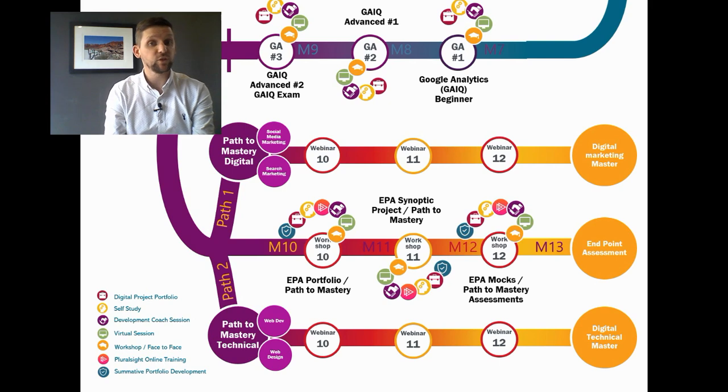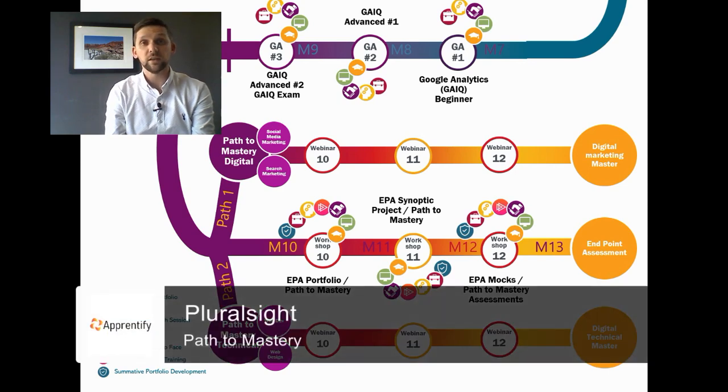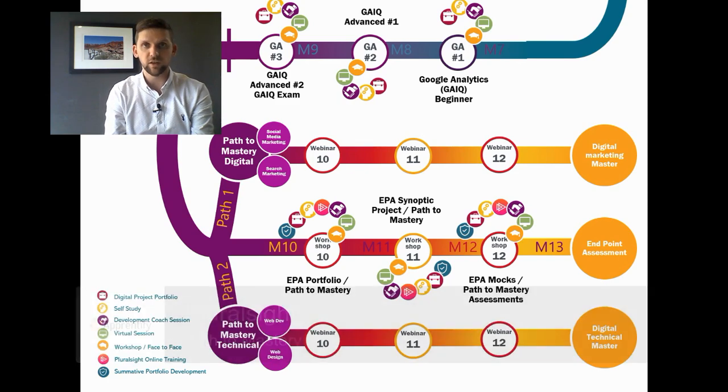If you follow path 2 down towards the bottom of the screen, you'll see the Path to Mastery Technical. Although there's no expectation of you to become a developer, some want to develop websites more actively. Some businesses require those with development skills. So the Path to Mastery Technical is using a third-party software called Pluralsight. Pluralsight is a really fantastic piece of software that allows you to enroll into different courses that are aligned with different technologies and different disciplines.